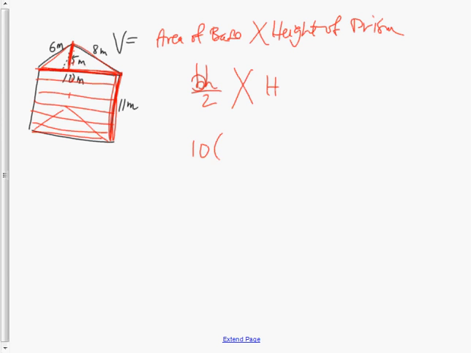So the height of the triangle is really 5, and the height of the prism, which is that other H, is 11. So this is 50 divided by 2, which is 25, and 25 times 11. Well, 25 times 10 is 250, so 25 times 11 would be 25 more, which is 275 cubic meters of volume. We're not dealing with surface area, we're dealing with volume, so your units are cubic units.